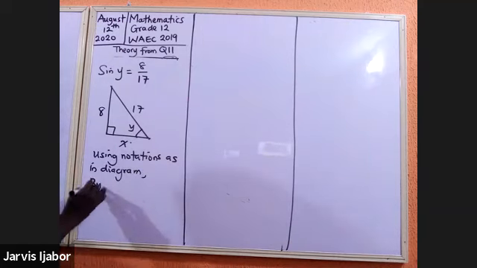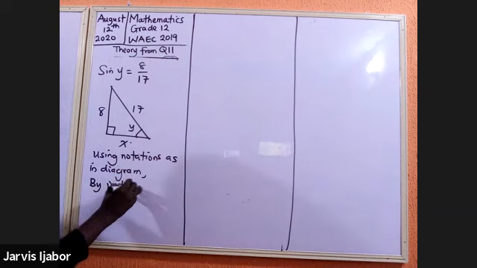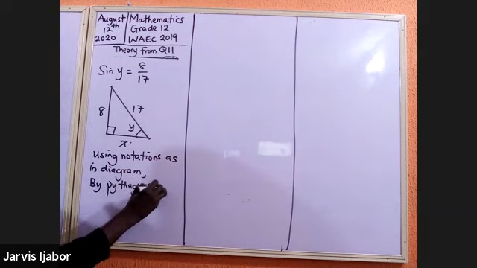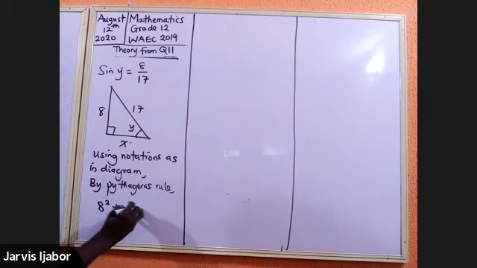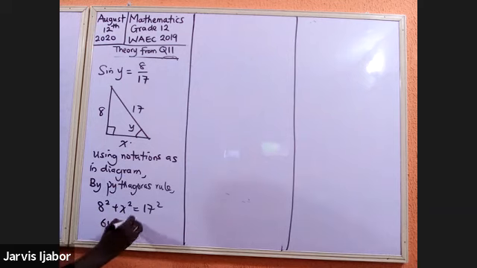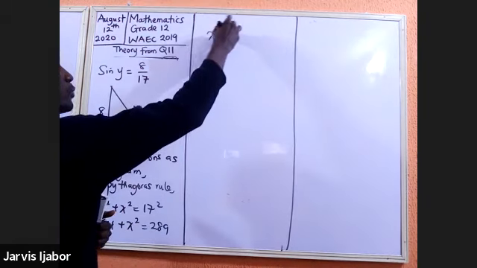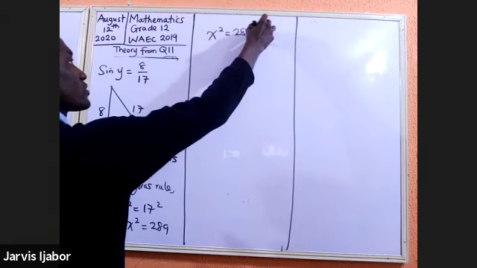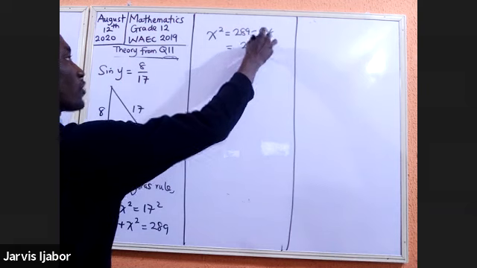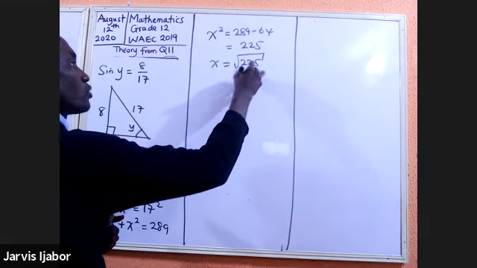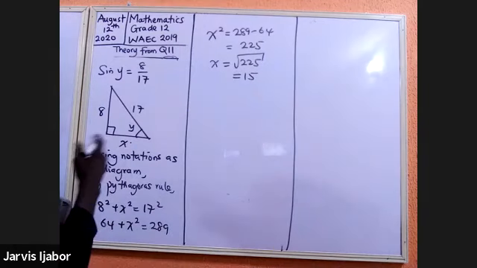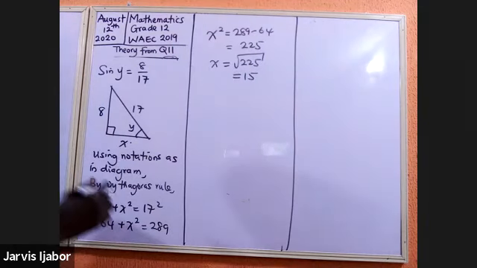By Pythagoras rule, 8 squared plus x squared is equal to 17 squared, meaning that 64 plus x squared is equal to 289. So what does that mean? x squared will be equal to 289 minus 64, and that will give you 225. So x will be equal to the square root of 225, which will be equal to what? 15.